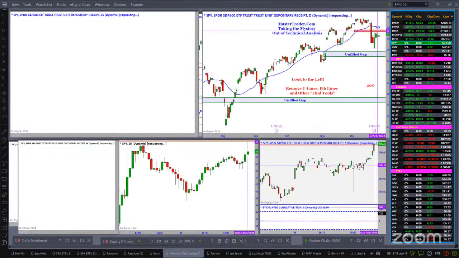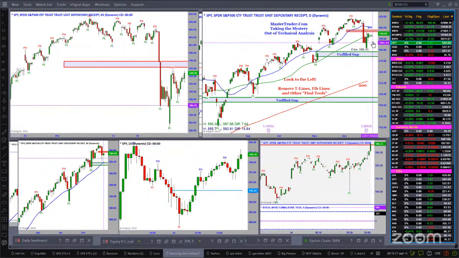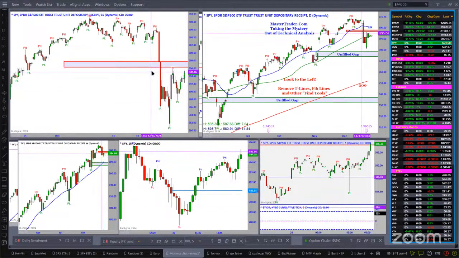And the spiders, see what I've seen about that topping tail bar, and it's moving up, and this is going to get up toward yesterday's high before it stalls.